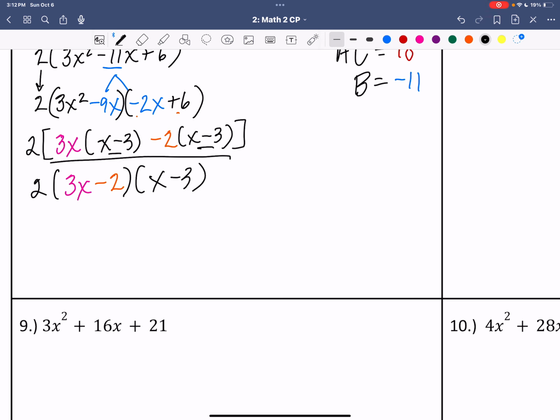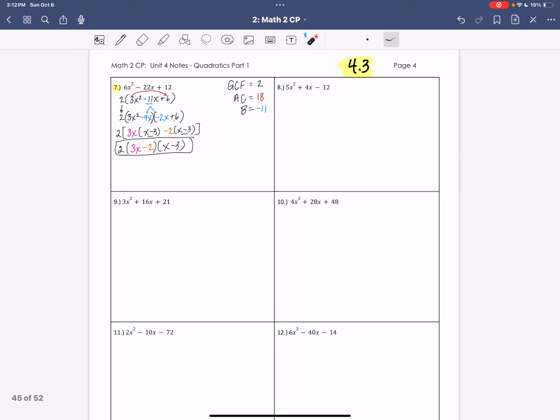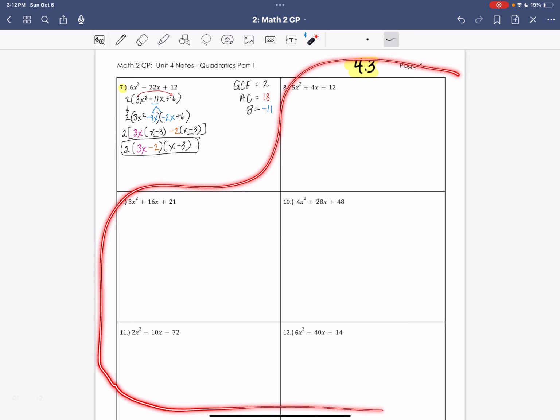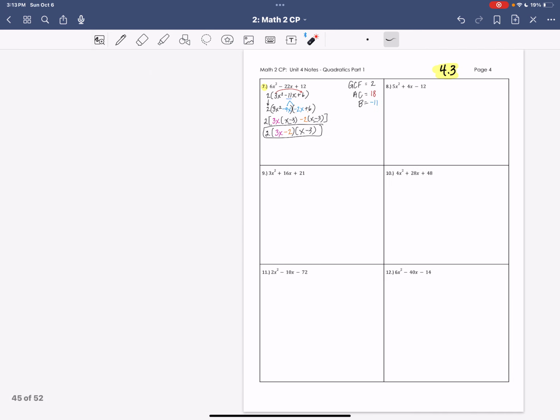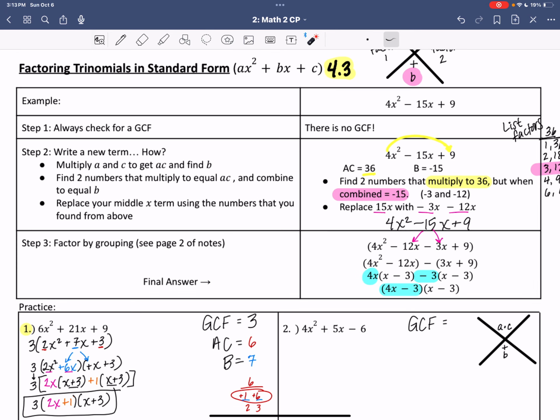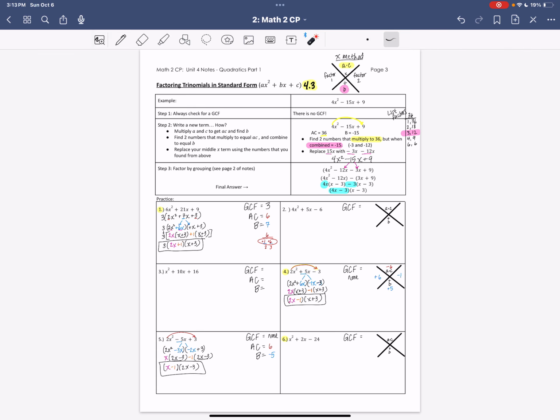So that's a lot of steps. And just be careful how you do it. What you're going to do is practice and do all the other problems down here. So make sure you get all these problems done. And remember, greatest common factor. What do you multiply AC to get, but you combine to get B? Then you're going to split it apart and then factor out each individual. And remember, what is inside the parentheses goes here. Whatever is left over or whatever you divide by goes out there, and then put it all together. And that's how you factor trinomials in standard form.